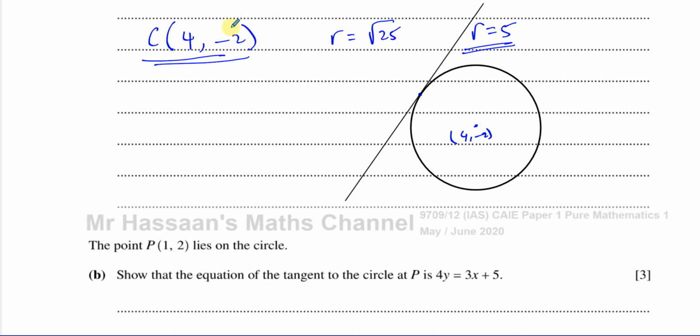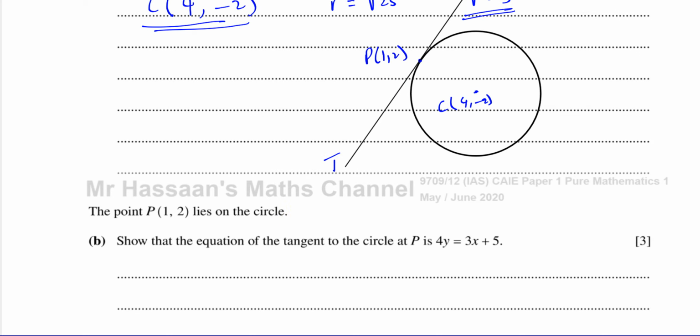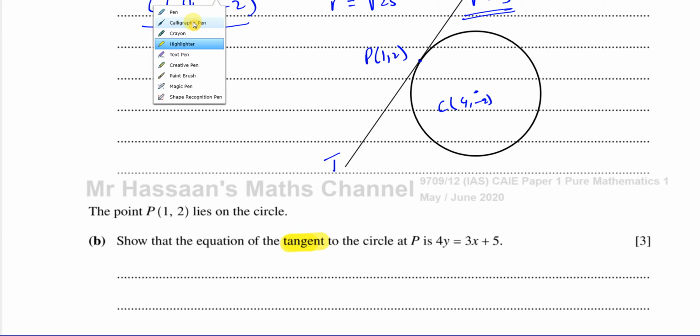So say this is the point P, which has the coordinates (1, 2). This is the center of the circle, (4, -2). We want to find the equation of the tangent. This is the tangent. Now, we know that the tangent to a circle is a straight line.